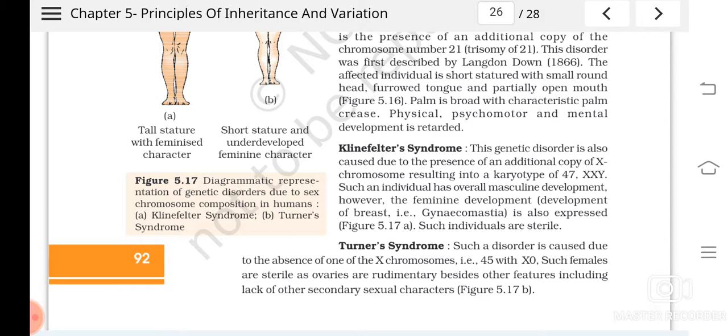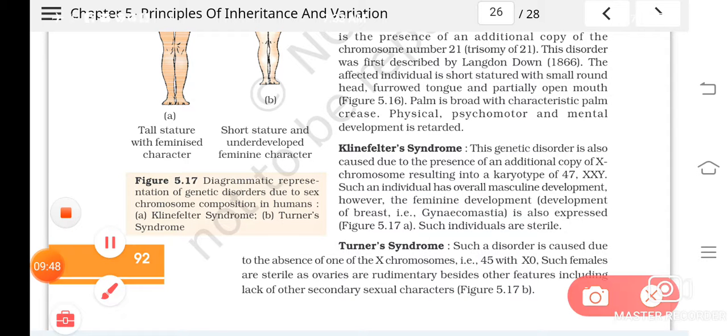Then next is Klinefelter's syndrome. This is due to the presence of an additional copy of the X chromosome, one more X chromosome. So the karyotype will be 47 with XXY condition. XXY means 2n plus 1, 47 chromosomes total, and here one X chromosome is extra. So the genotype will be 22 autosomes plus XXY.